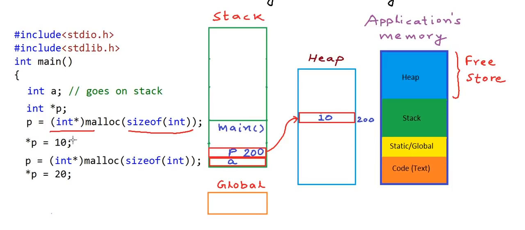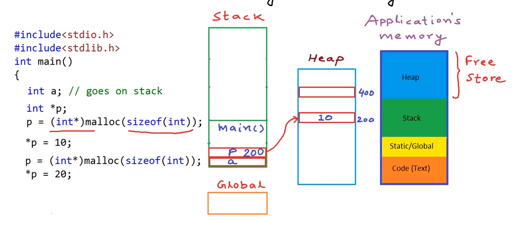After writing 10 in this particular block, I will go ahead and make one more call to malloc. When I make one more call to malloc, one more block of 4 bytes is allocated on the heap. And let us say the address is 400 for this block.